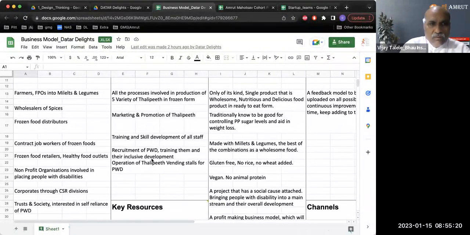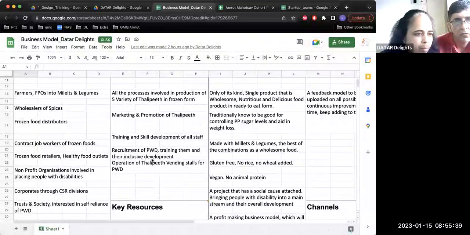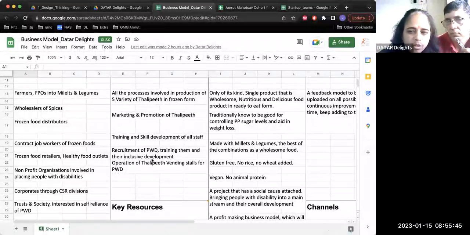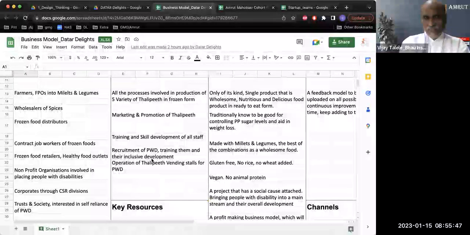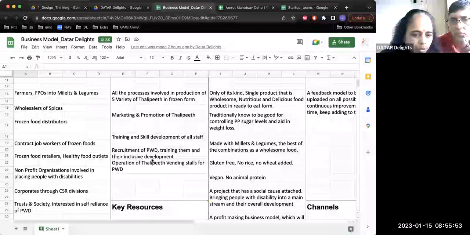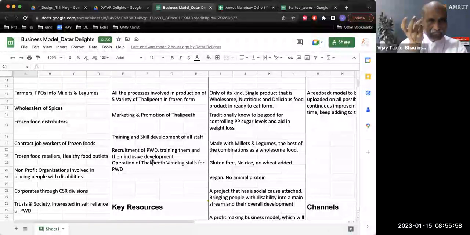Contract job workers of frozen foods. How will you have workers as a partner, or will you outsource? Is it kind of an outsource? Yeah, it may happen that initially we may have to outsource the manufacturing until we put up our own unit. Or if that works out to be better than setting up our own unit, then we may also. Then you won't deal with the workers directly, but yeah, you could.